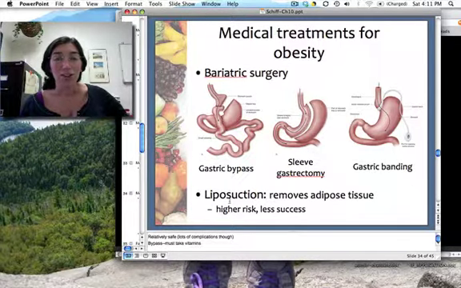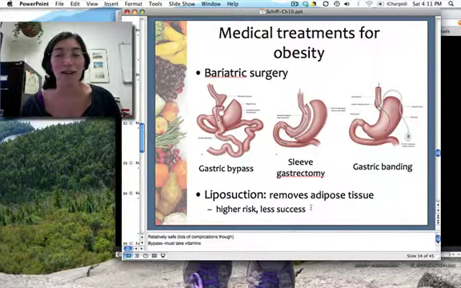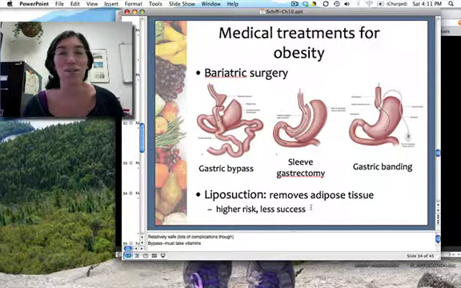Another type of surgery is liposuction, which is really not a good type of treatment for obesity. What liposuction does is it removes adipose tissue. It removes fat tissue.